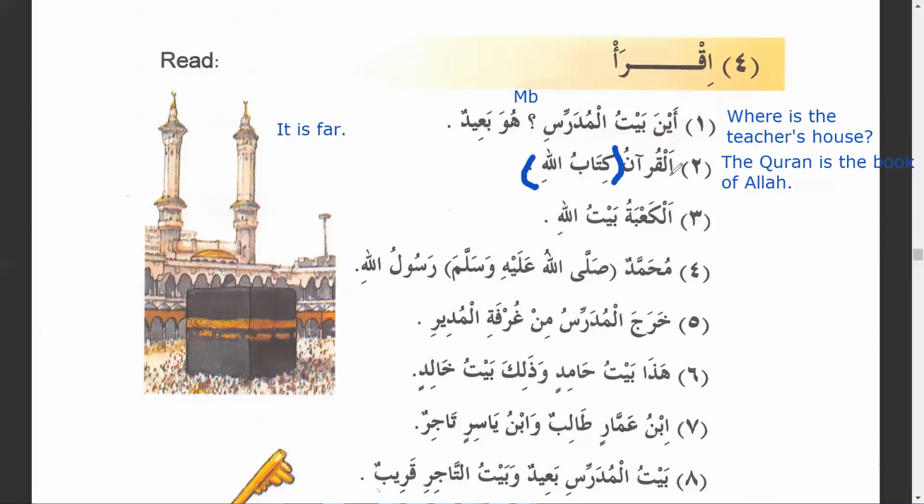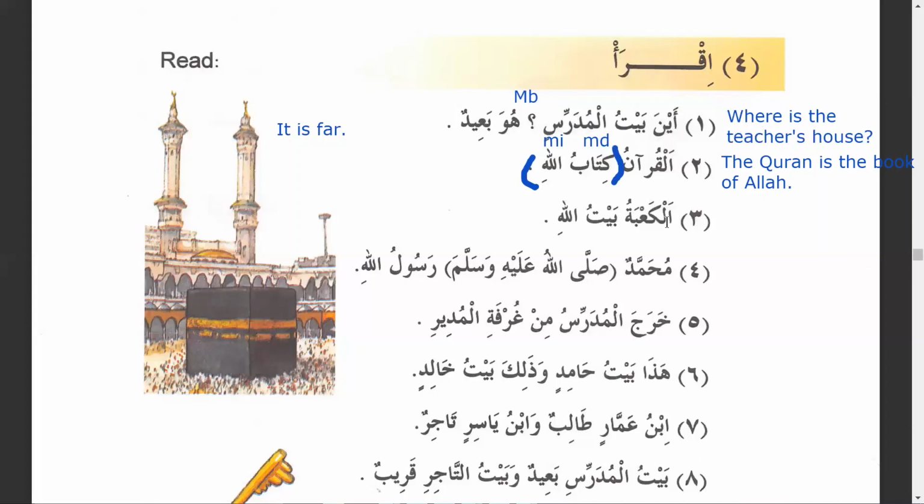And can al-Qur'anu be mudaf? Can it be? No, because of al, it cannot be. So Kitabullahi is mudaf and mudaf ilayh, right? Kitabu is mudaf, right? So Allahi is mudaf ilayh and Kitabu is mudaf.